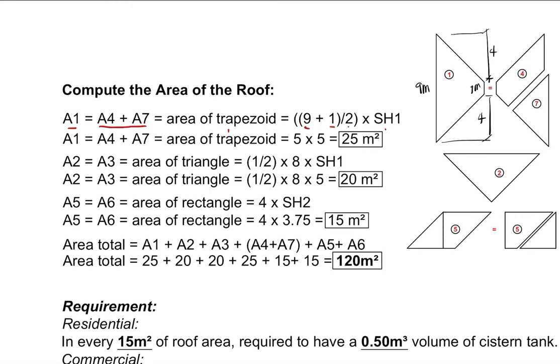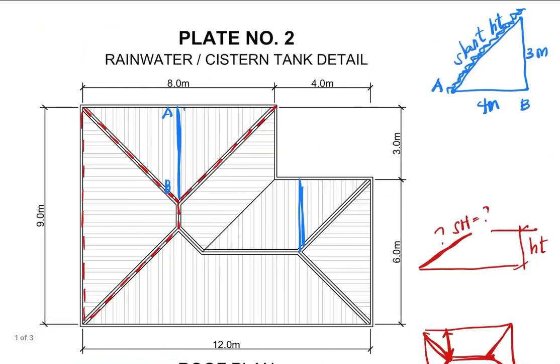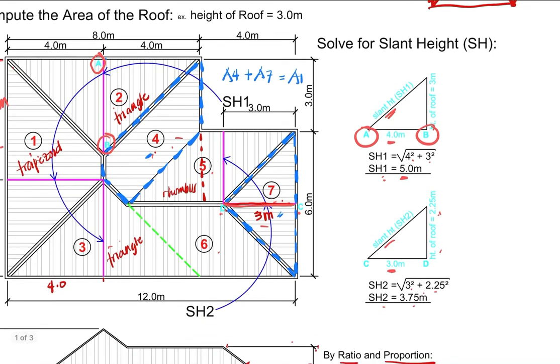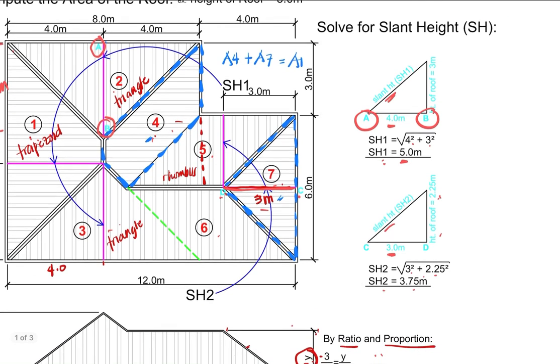So this is 1. So 9 plus 1 divided by 2 times the slant height 1. Therefore, that is 9 plus 1, 10, divided by 2, so 5. 5 times the slant height 1, that is 5. Therefore, you have 25 square meters. And then area 2, which is just equivalent to area 3. So you have your area 3 here.